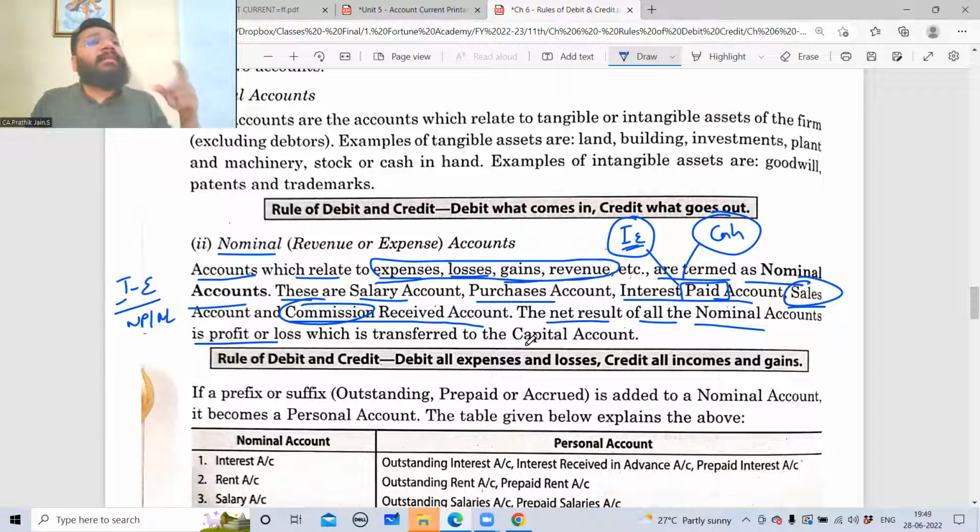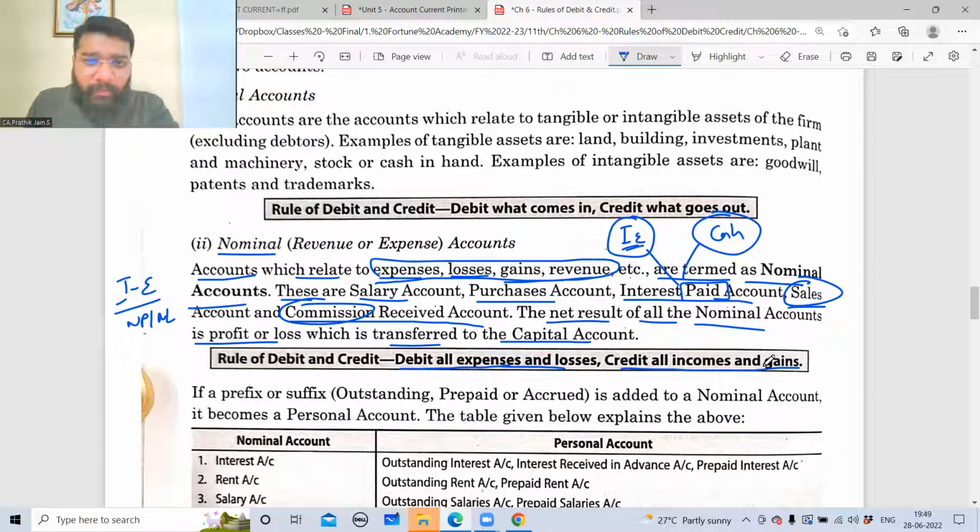And this net profit or net loss is ultimately transferred where? To the capital account. If you remember from the accounting terms, the profit is added to the capital, because ultimately who is going to enjoy the profit? The business owner. Any transaction between the business owner and the business is routed through the capital account. So finally this has to be transferred to the capital account. What is the rule we are following? Debit all expenses and losses, credit all incomes and gains.